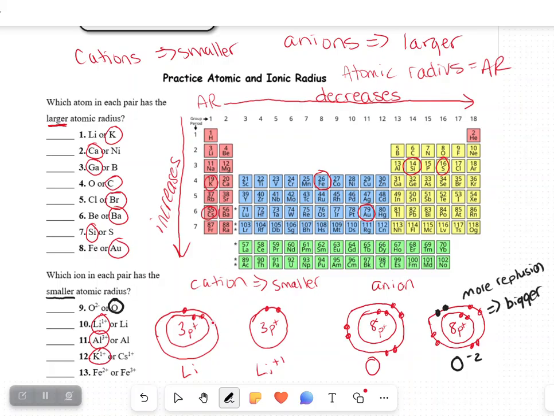Okay, lastly we have 2 different cations that iron makes. If iron has lost 2 electrons here, but 3 electrons here, this one's going to be smaller because it's lost more electrons and has more positive charge. It's going to be pulled in smaller. Okay, I hope this helps.